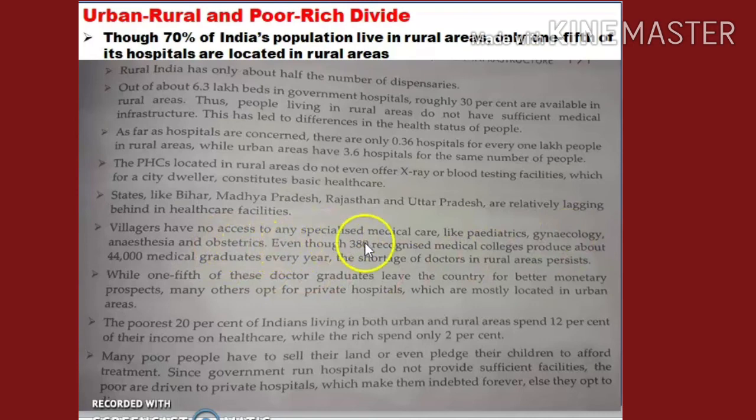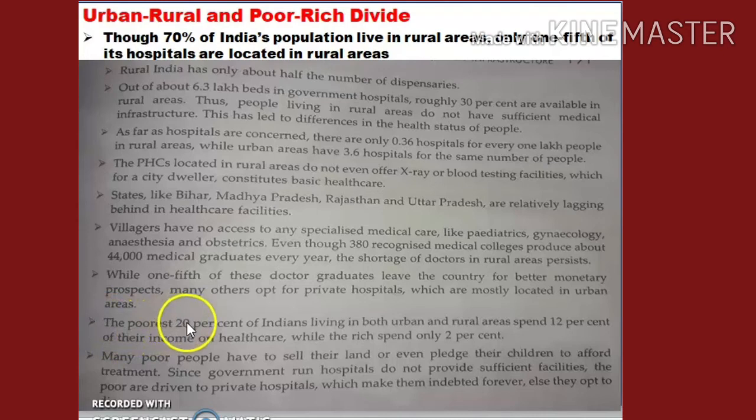And even though 380 recognized medical colleges produce about 44,000 medical graduates every year, the shortage of doctors in rural areas persists. One fifth of these doctor graduates leave the country for better monetary prospects, and they go abroad for studies or work. Many others opt for private hospitals, which are mostly located in urban areas. So rural areas don't get any benefits.